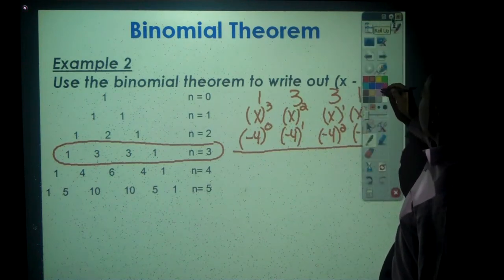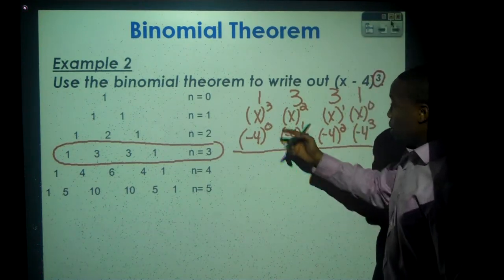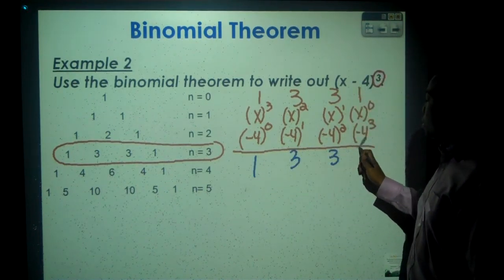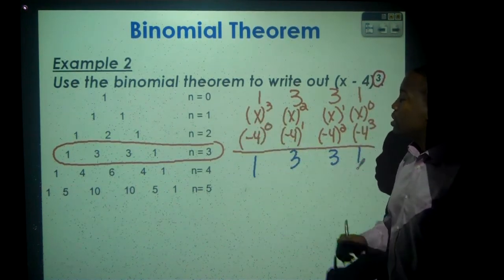Now, I'm going to change color on this. I'm going to make it blue. This right here always stays the same. This line always stays the same. It never changes. So now let's simplify this.